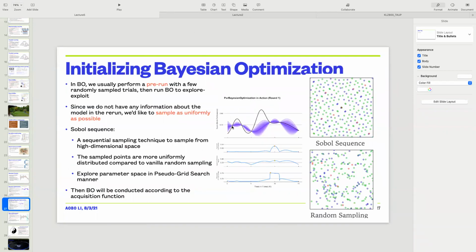So basically, those black dots with no uncertainty are from the pre-run. So you just randomly sample from your parameter space, and you make a few points on your Gaussian process. Okay, so then based on the distance, so to speak, between those dots, the algorithm will assign some band.